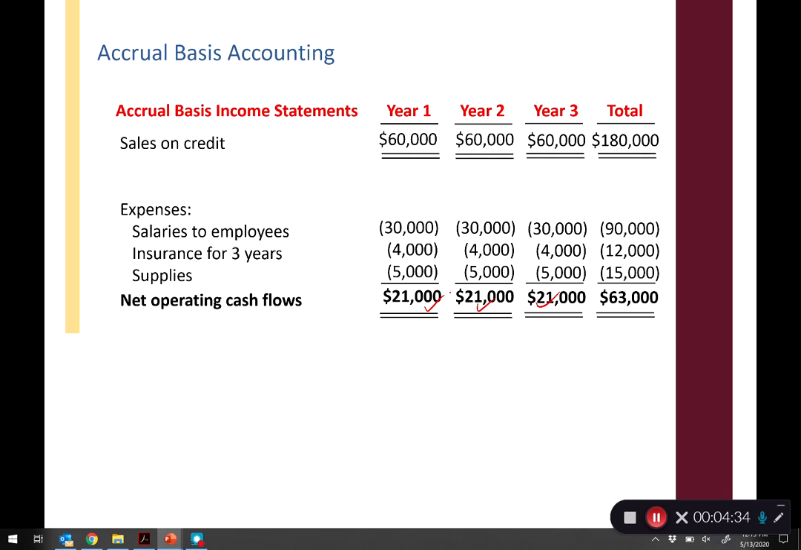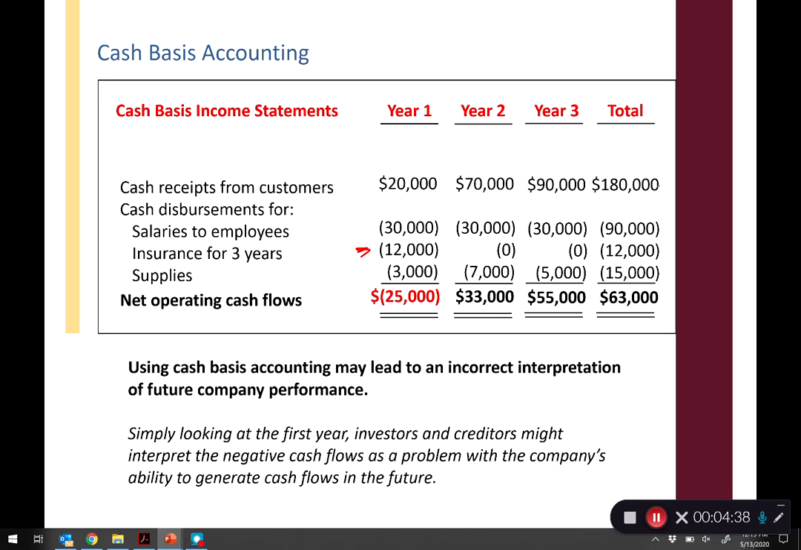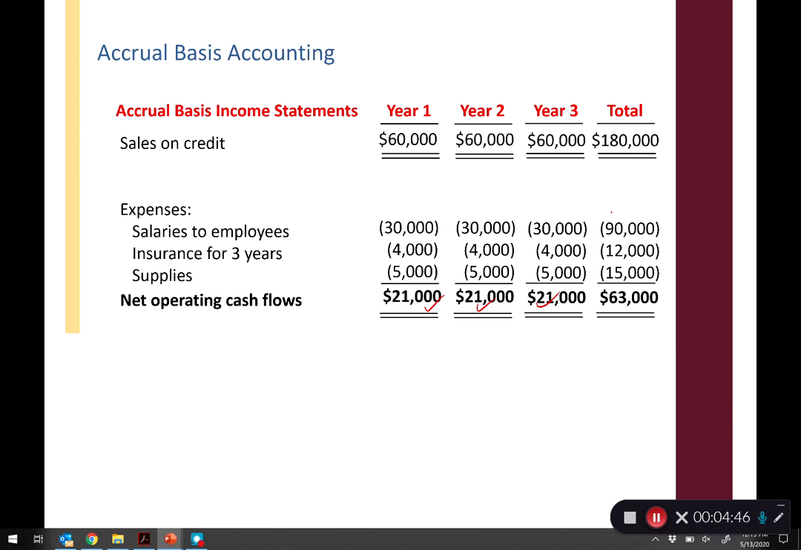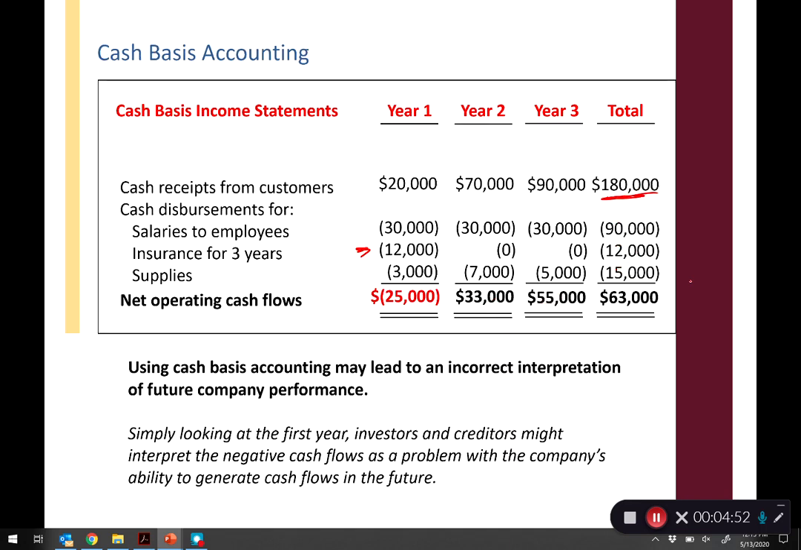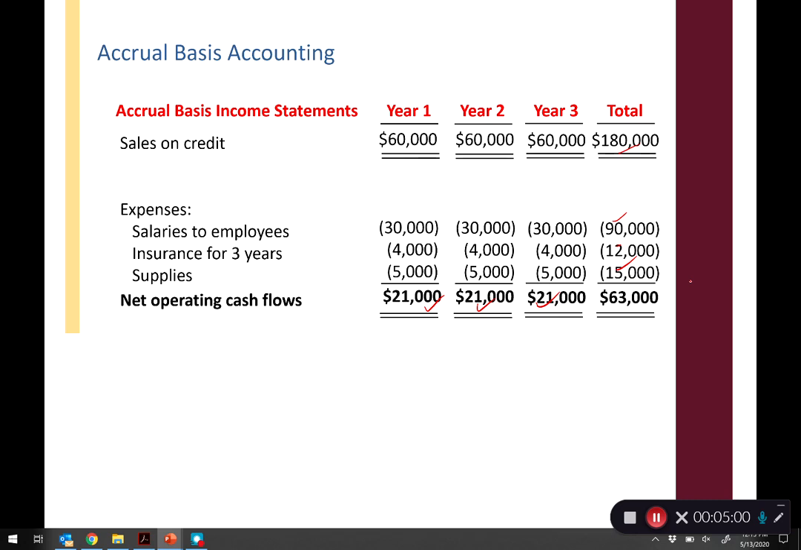You'll notice in total, the numbers are all the same. So the revenue is the same as the cash receipts, 180. And the expenses, 90, 12, and 15 are the same in total. There's the 180, the 90, the 12, and the 15. And you'll notice that the income under cash basis and accrual basis over the 3 years in total is the same 63,000. See? 63. It didn't change.